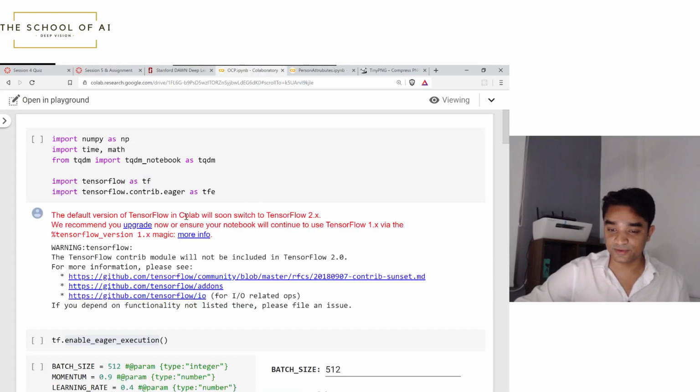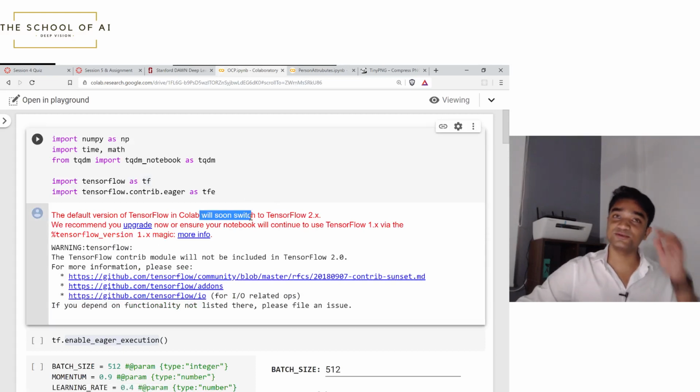What is the warning showing? We'll soon switch. We don't know when, but let's hope it's not before the 22nd.